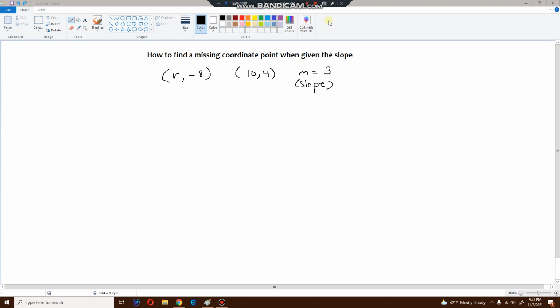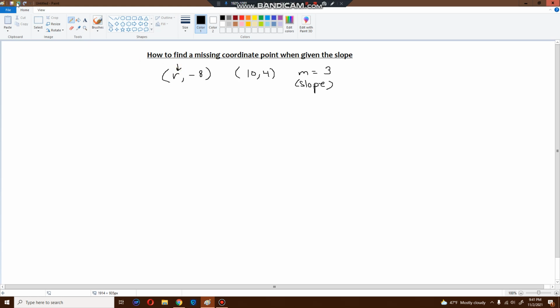Today I'm just going to show you how to find a missing coordinate point when you're given the slope. In my previous video, I showed you how to find the slope when you're given two coordinate points. This time we're going in reverse. If you take a look over here, I have two coordinate points. I have (r, -8) and (10, 4), and I have already told you that the slope, which is represented by the letter m, is equal to 3. But I need to find this missing coordinate point, this value of r.